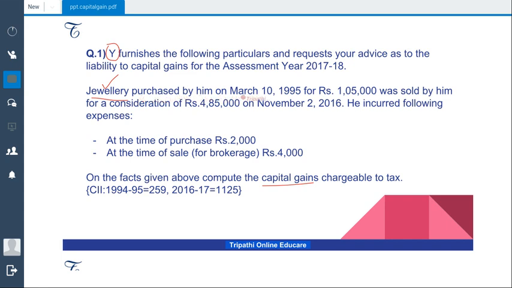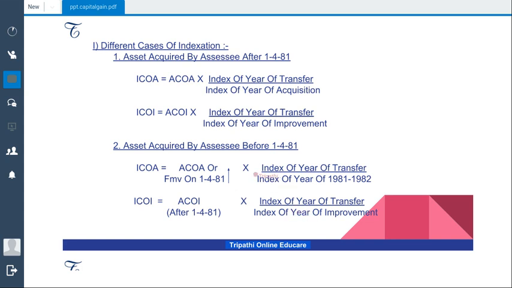Jewelry is purchased by him on 10th March 1995. So he bought this jewelry after 1981. You should remember there are different cases or different situations of indexation. For each and every situation, the formula for index cost of acquisition differs. Now in this case, he is buying this jewelry after 1981. So let's see the formula for index cost of acquisition if any asset is acquired after 1981.